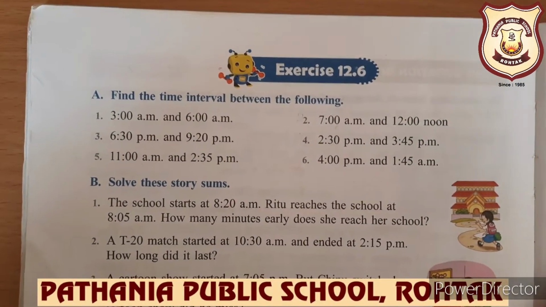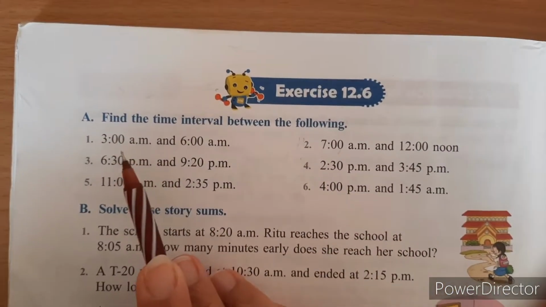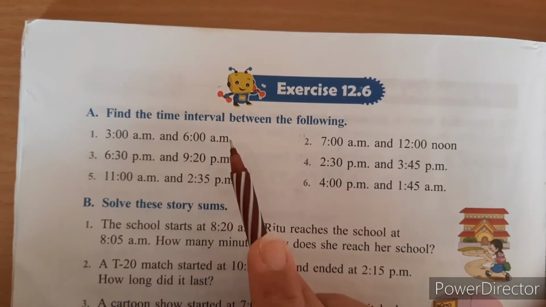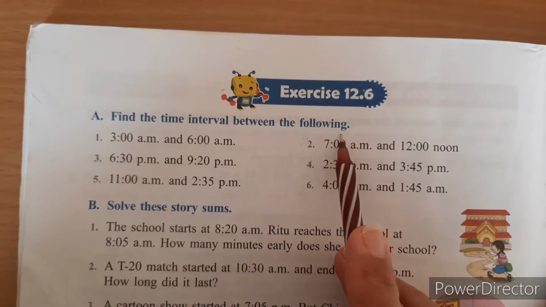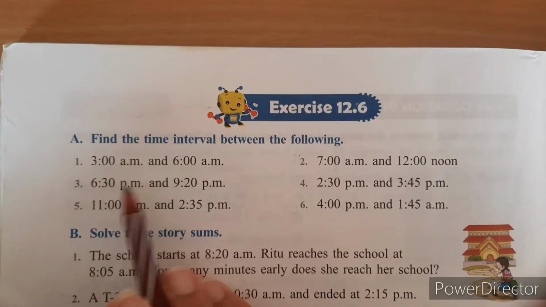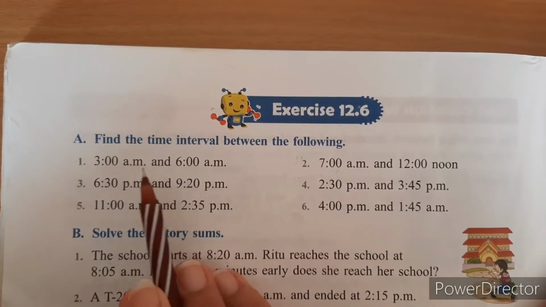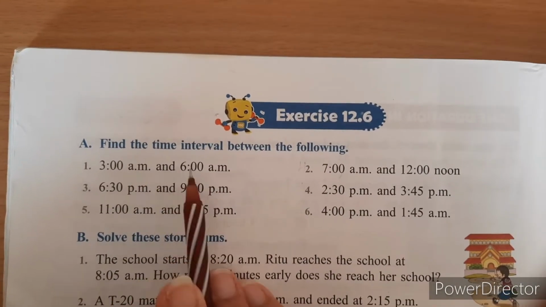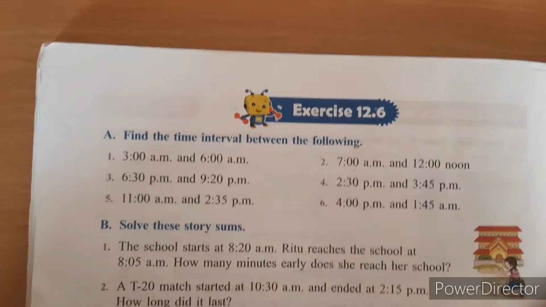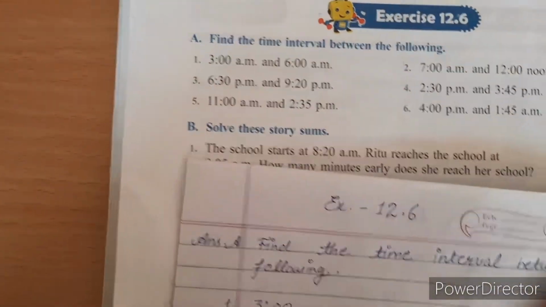This is exercise 12.6 and we can see the first question is written: find the time interval between the following. In the first question you can see the starting time is given as 3 a.m. and it is finishing at 6 a.m. So we have to find out the duration between this timing. So how to find out the timing? We have to solve this exercise in the notebook.